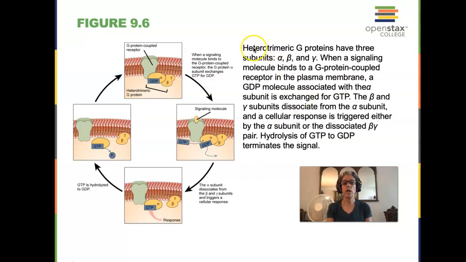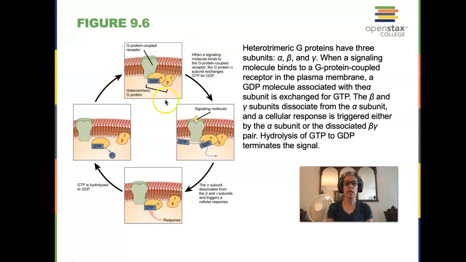They are called heterotrimeric. Meric, as in monomer, mer is unit. Tri is 3, so there are 3 units. And if it's hetero, that means there is a mixture. The 3 units are not the same. The 3 units are alpha, beta, and gamma. It looks like a Y, but that is a lowercase Greek gamma.